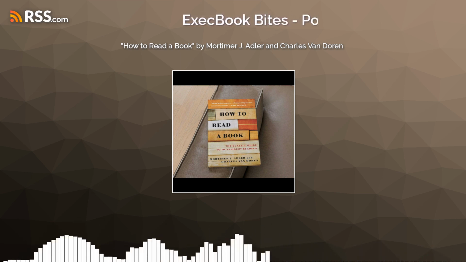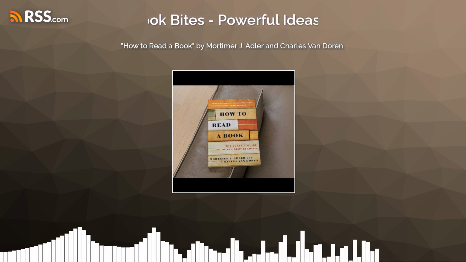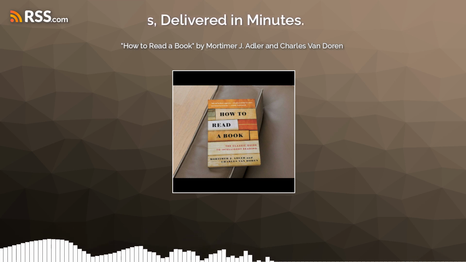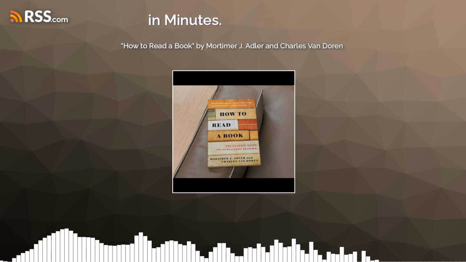Although basic, it forms the foundation upon which more complex reading skills are built. The key message is that elementary reading is the essential building block for developing advanced reading skills.